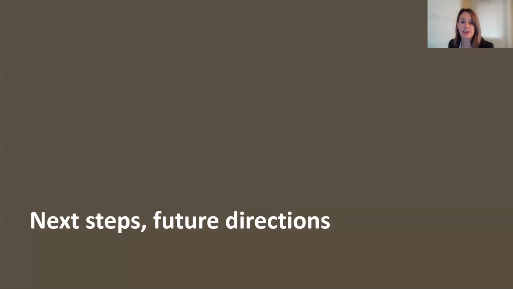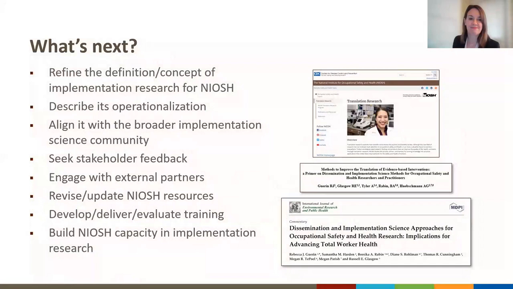And now I'll talk a little bit about what's next. Next slide, please. So there are a lot of future opportunities for implementation science to support NIOSH efforts to study how to bring our research into sustained practice. On this slide are some existing resources from the Translation Research Program at NIOSH to build capacity in this area, as well as ongoing and future activities of the Translation Research Workgroup I mentioned.